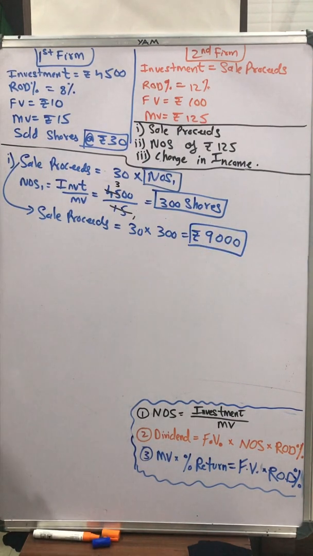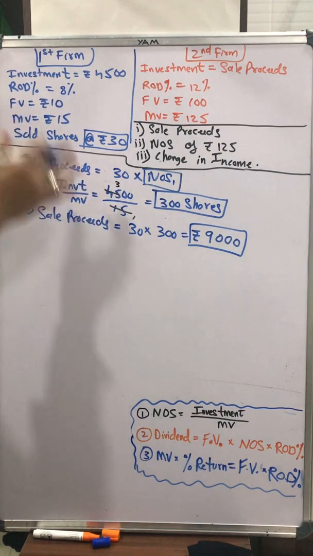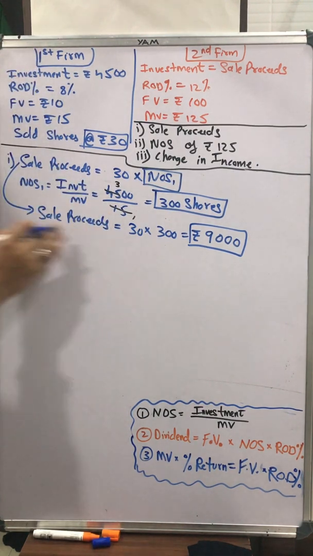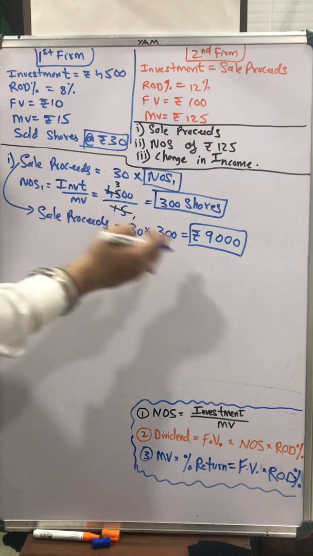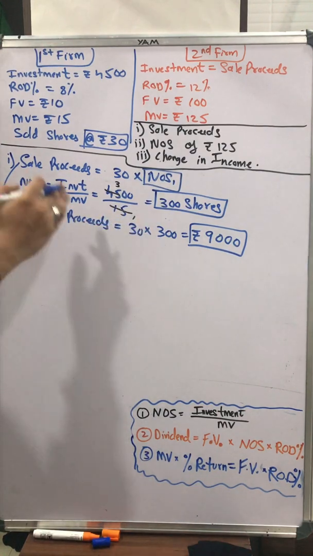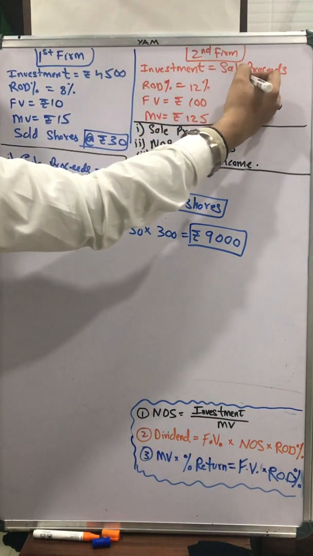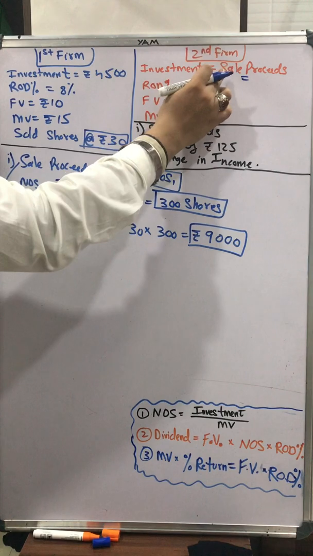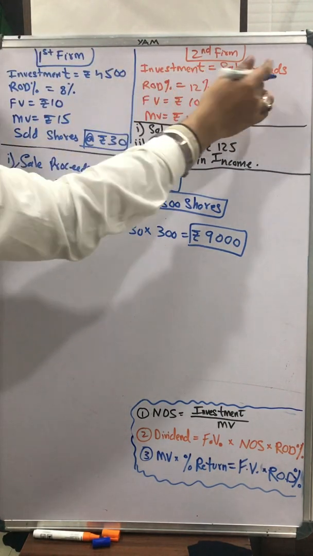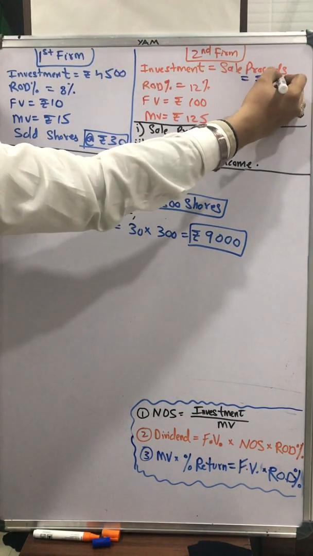So rupees 9,000 is the total money received after selling out the shares of the first firm, which is called sale proceeds, and this is nothing but the investment which the person invested in the second firm. So I'll write here, the investment for the second firm is the sale proceeds of the first firm, which is nothing but rupees 9,000.